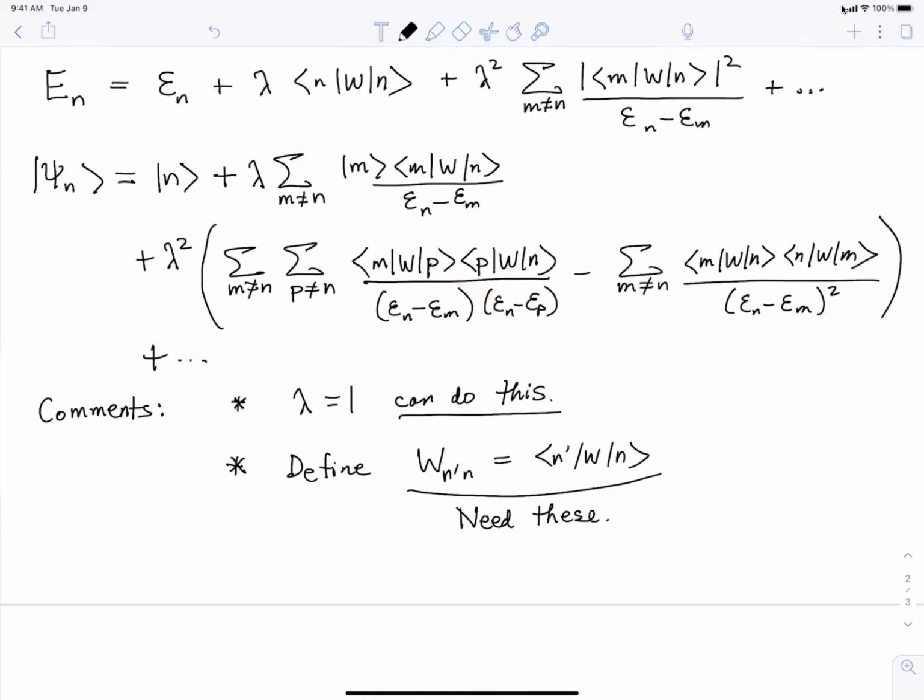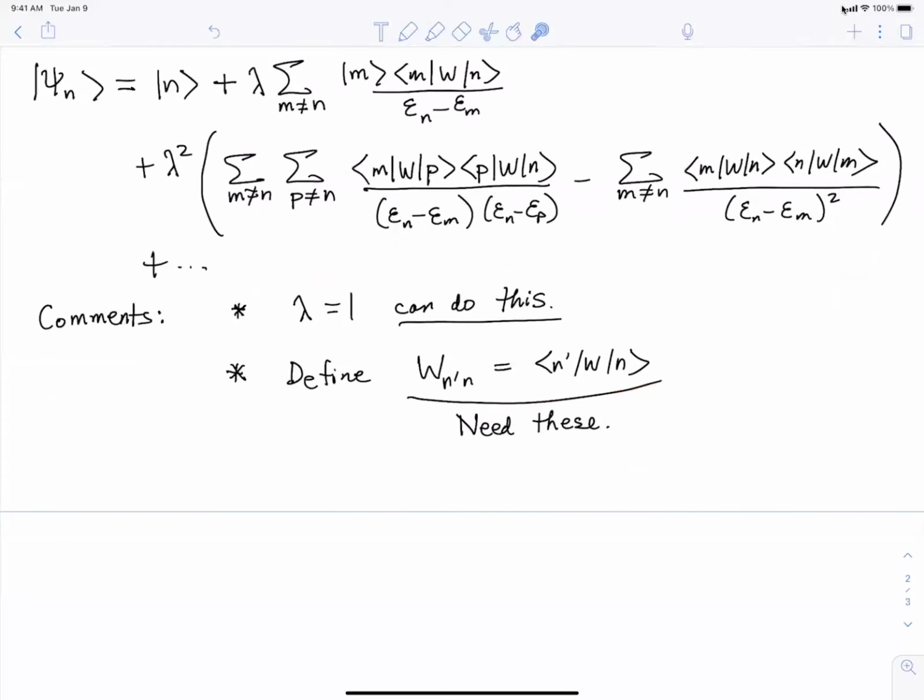And in fact, if you're doing anything beyond first order in energy, so first order in the state or second order in the energy, then it's not a bad strategy to just start first by computing all these matrix elements. You need to compute the matrix elements of the perturbation Hamiltonian, and then once you've got those, then it's just a matter of plugging into these awful formulas.